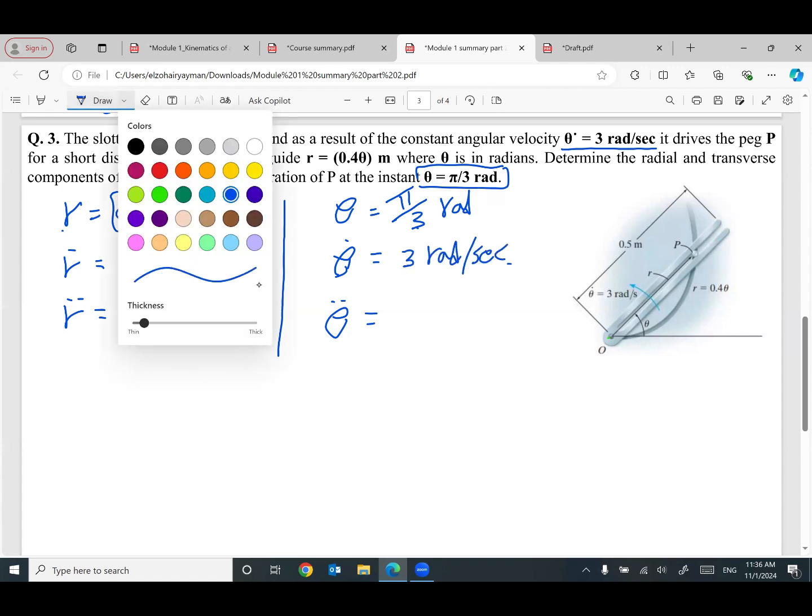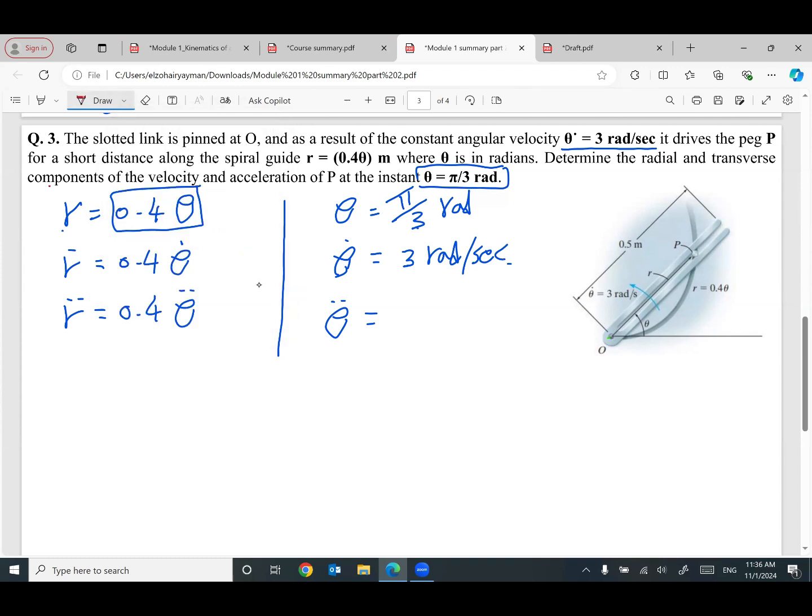But it's given another piece of information. This theta dot, which is called the angular velocity, is constant. If theta dot is constant, if you differentiate it one more time to get theta double dot, it will be 0. Why 0? Because theta dot is constant. If you differentiate any constant value, it will give you 0.